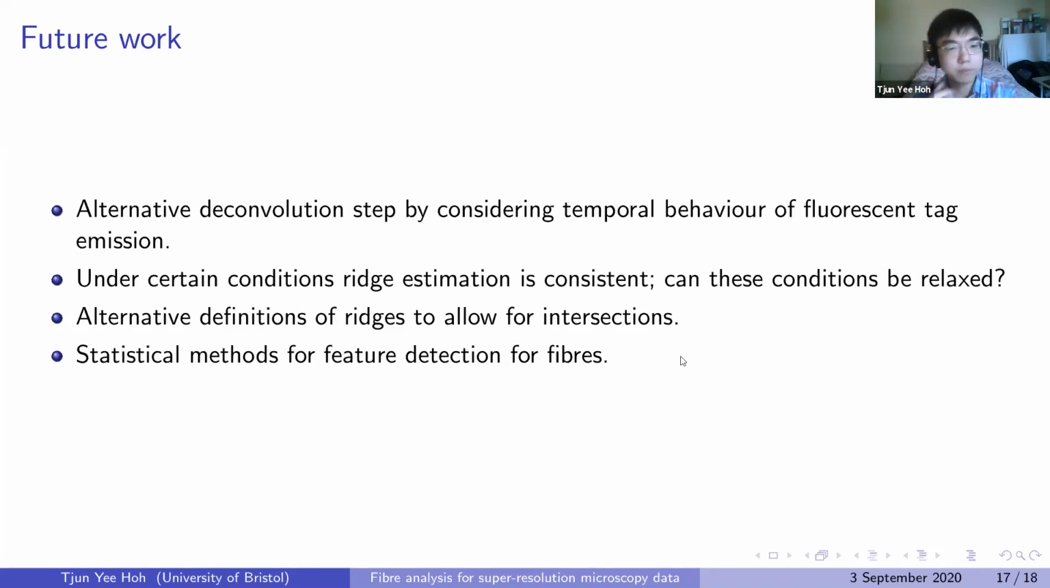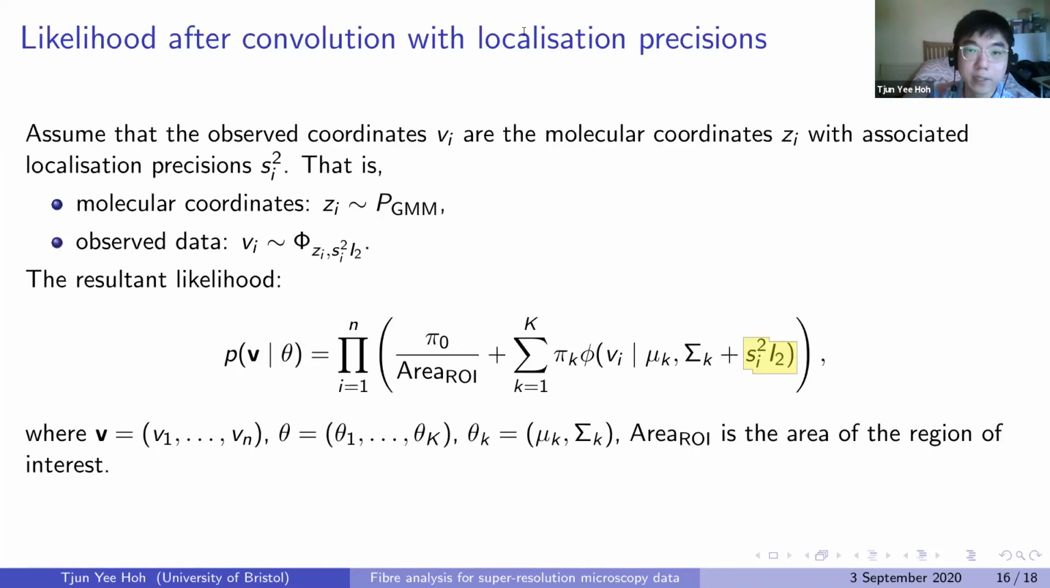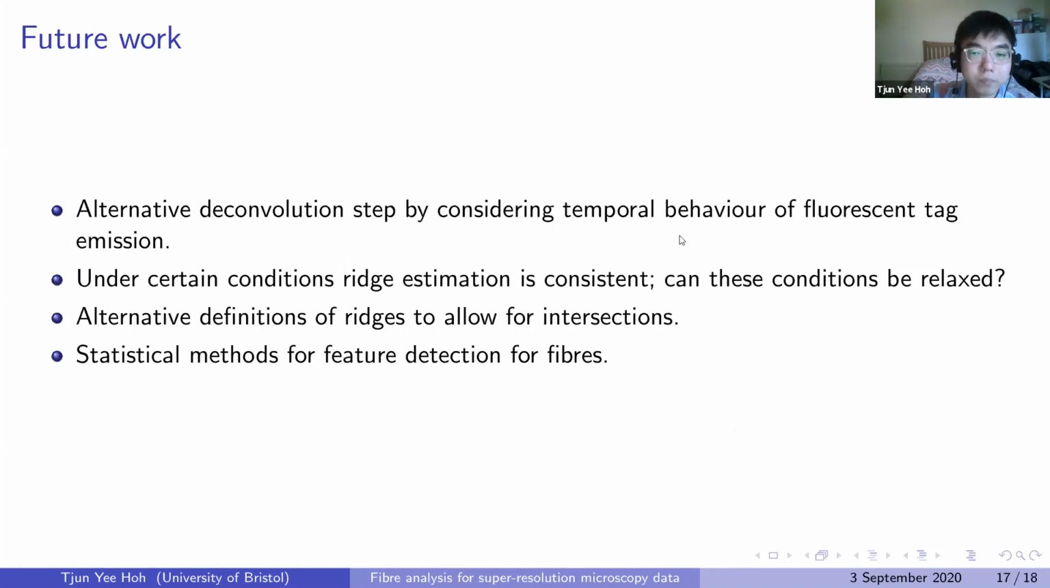Okay, future work would involve possibly an alternative deconvolution step. So instead of considering the localization precisions that we have here, because we have access to the data underlying the fluorescent tag emissions, so we have time-wise information as to when the tags emit light, when the coordinates are captured, we can consider an alternative deconvolution step for this by considering this temporal behavior instead.